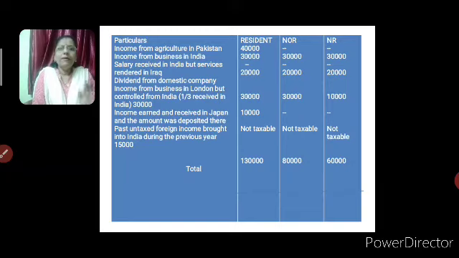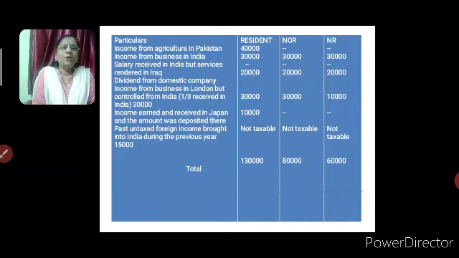In this way, we have to solve the problems. First, we have to understand the problem, and we have to understand how the incidence of tax will be determined and what the bases are. In my theoretical aspects, I have given you the basic conditions and the additional conditions the assessee has to fulfill to become a resident, not ordinarily resident and non-resident. Based on that, we have to compute the tax for the residential status.